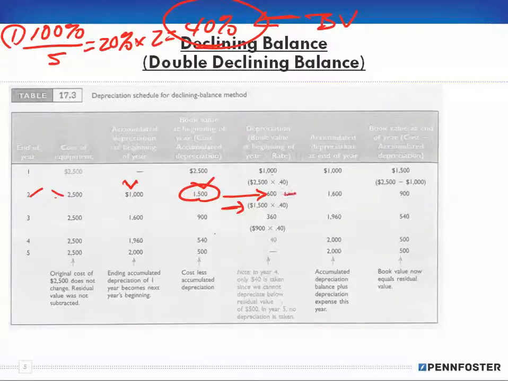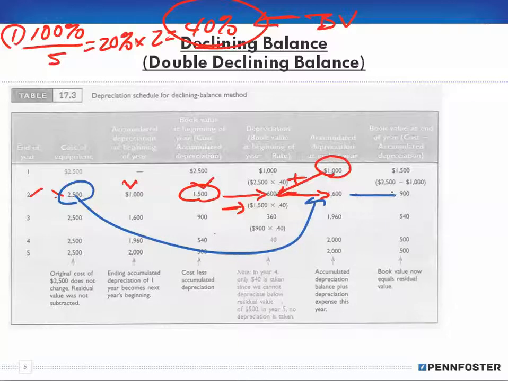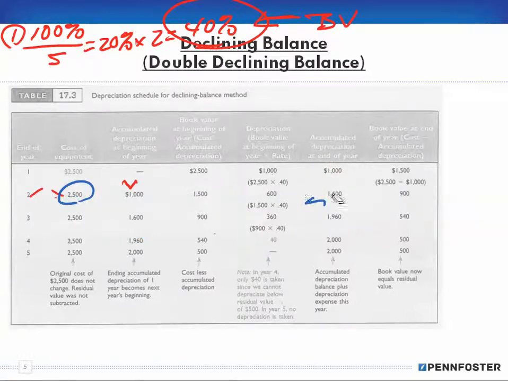So my new depreciation for year 2 is $600, and for these remaining columns, we're doing the same thing. We take the previous year's balance plus the depreciation for this year, which gives us our new accumulated depreciation of $1,600. And we take our $2,500 less our $1,600, and that gives us a new book value of $900 at the end of year 2. And now it's just repetitive. It's just a process, but you have to go through all of the steps in the process.